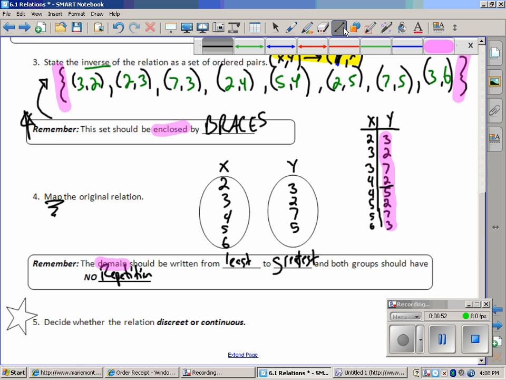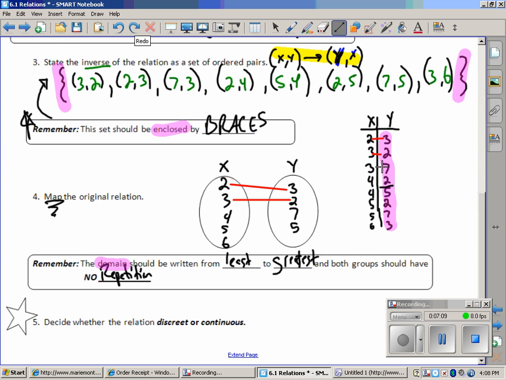Okay, here's the last part. The last part is connecting them. Right here, the 2 goes to the 3, so I'm going to say the 2 goes to the 3. The 3 goes to 2. There it is. 3 goes to 2. The 4, oh wait, I'm not at 4 yet, am I? I have to do another 3. 3 goes to 7. So 3 goes to 7.